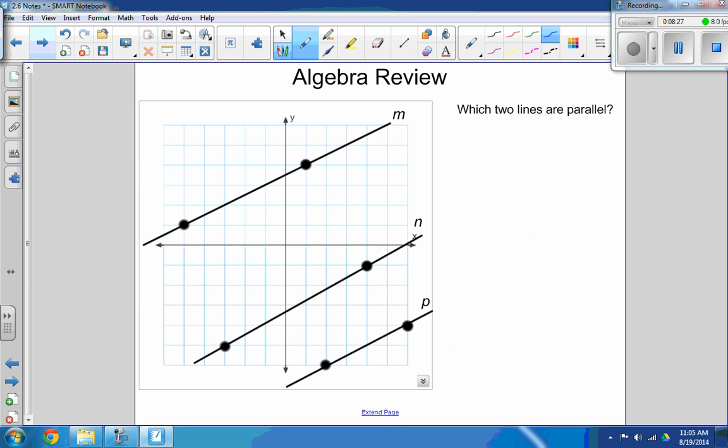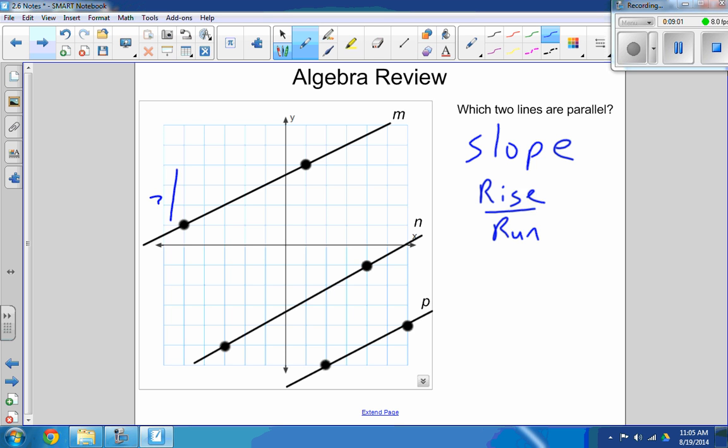Now, let's also look at some lines and determine, are they parallel? Now, we might just look at it and take a guess. Hey, they all look parallel. But there's an actual algebraic way we can determine whether they are parallel or not. Lines are parallel if they have the same slope. Remember, that is your rise over your run, your change in y over your change in x. So let's find the slope of each of these lines and determine which two are parallel.